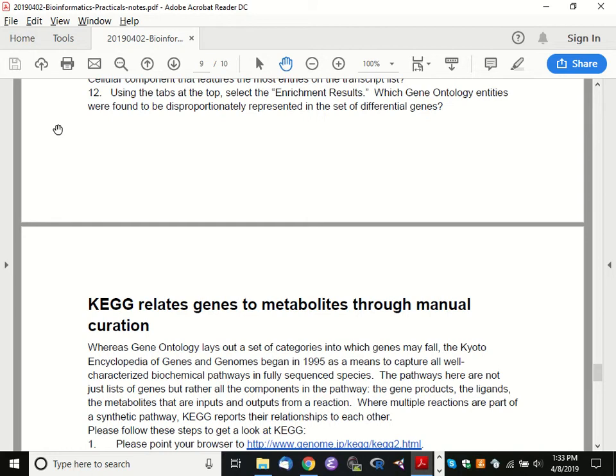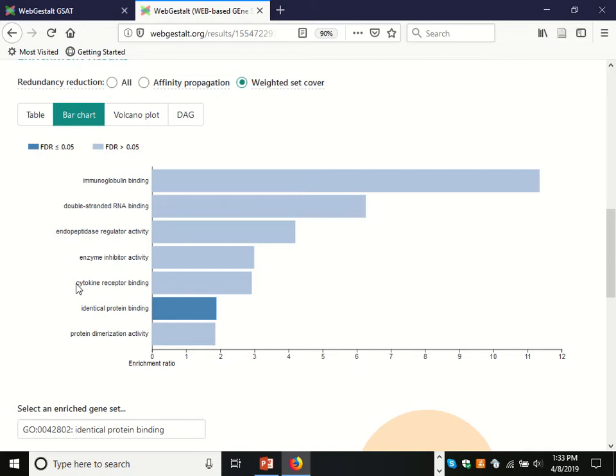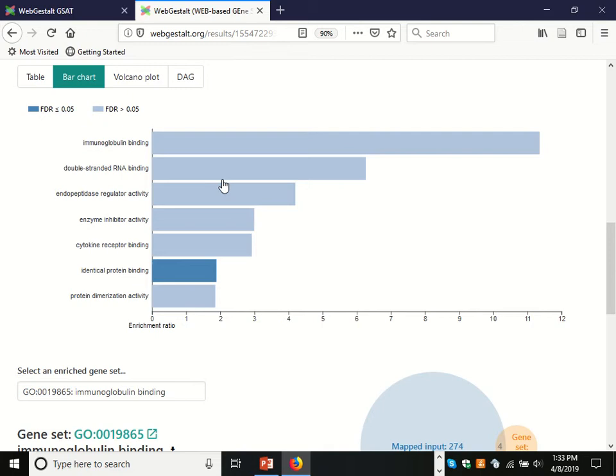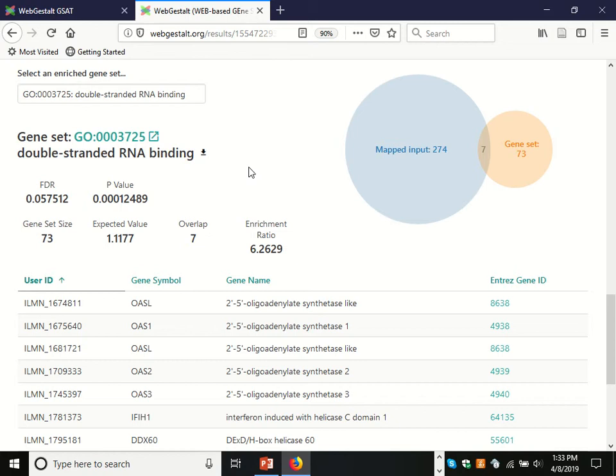So let me now return to this. Using the tabs at the top, select the enrichment results. I think this has actually changed in the newest edition of the software. Which gene ontology entities were found to be disproportionately represented in the set of differential genes? Well, this is essentially the question that we started with. So if I click on individual bars up here, this is just telling me all of the different pathways that had disproportionate numbers of genes associated with them. If I actually click on one, it's going to give me the counts that are associated with it.